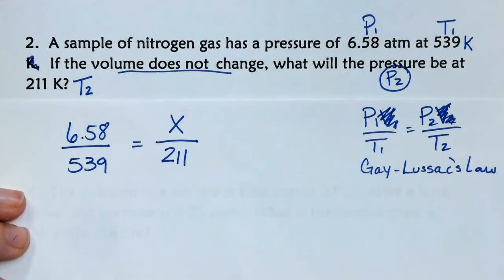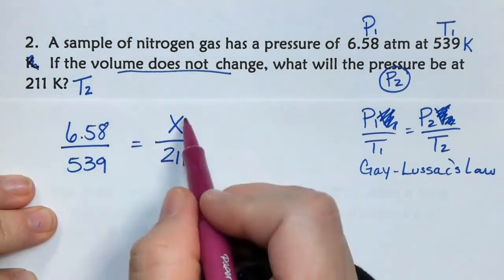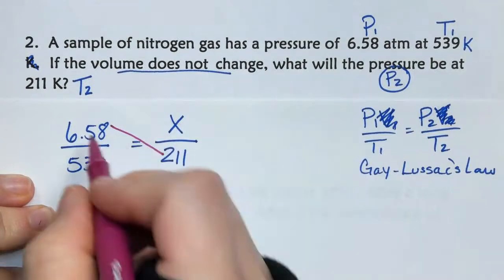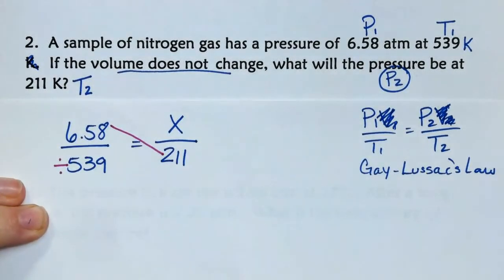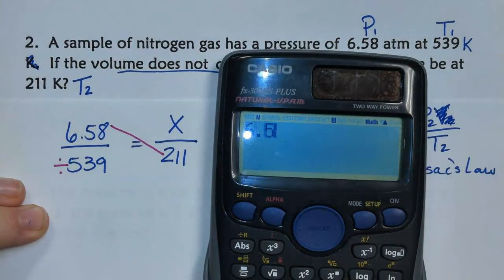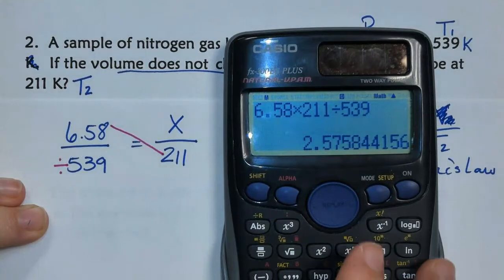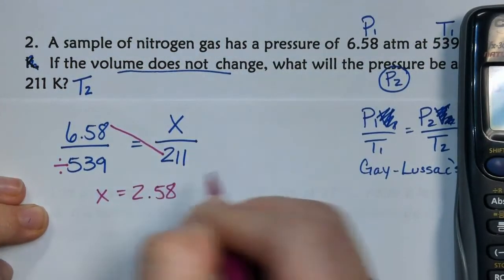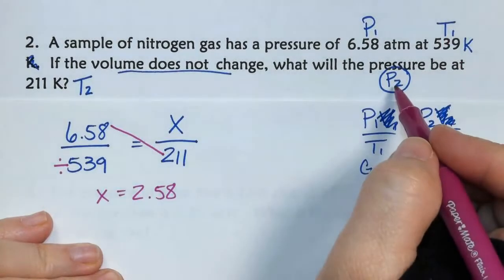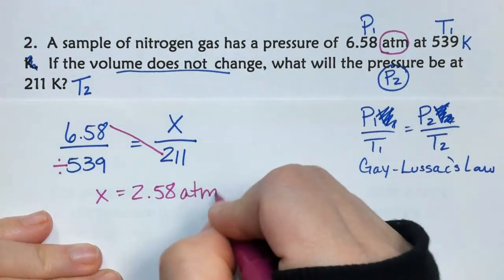Now, I'm going to calculate my answer. You're going to start cross multiplying, not with your X, but opposite the X. So we're going to cross there, and then we'll divide by this number right here. So it's 6.58 times 211 divided by 539. That's going to get us 2.58. X equals 2.58. And then, of course, we found P2, so we'll go look at P1 to see that it is atmospheres.